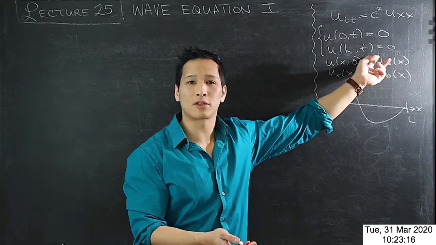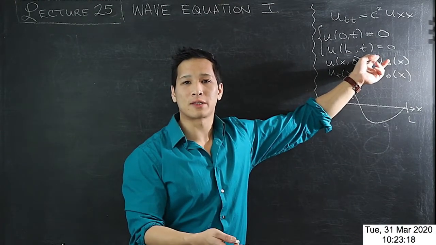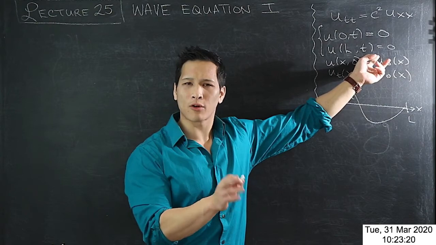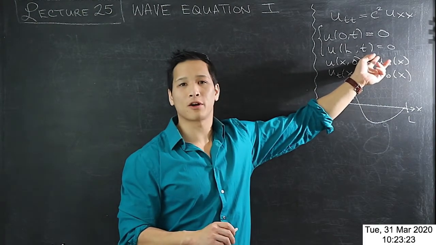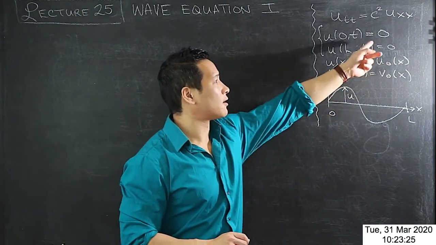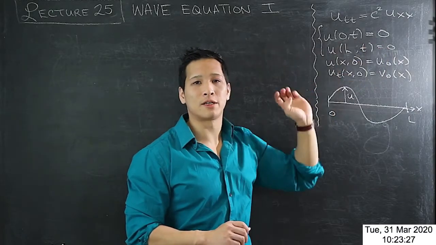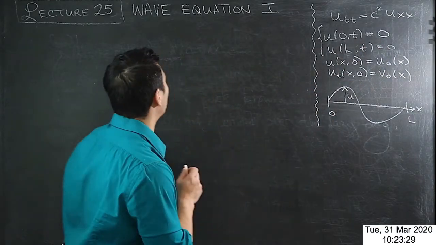If you don't have zero Dirichlet conditions, remember that you need to treat it separately, and I'm not quite sure whether this is treated in the problem sets. I'm going to have to verify that. But at the end of the day, just make sure I've got zero Dirichlet conditions. Then I'm ready to go with the separation of variables.